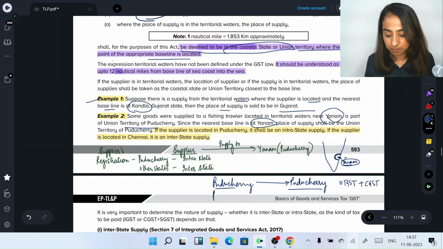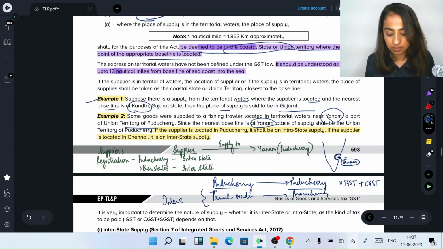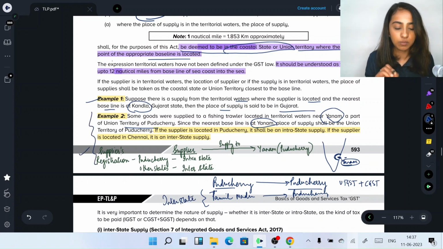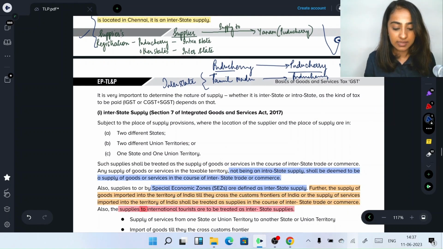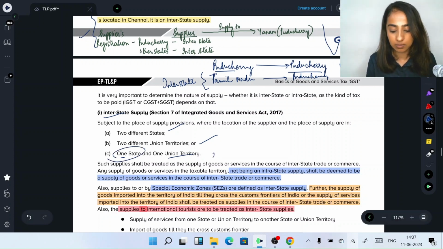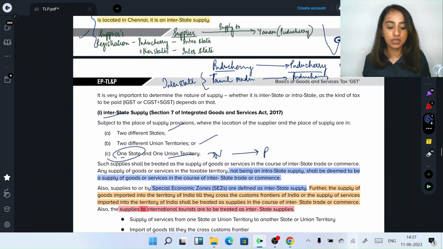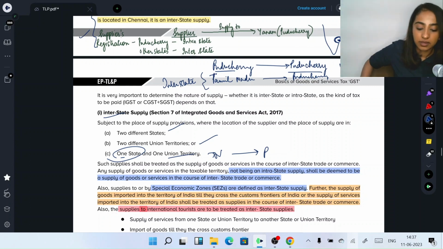Let's say the supplier was from Tamil Nadu and the place of supply is Puducherry, then it will be interstate supply. We are clear on this, right? So this is the point that they are trying to make here. Now again the same, what is interstate supply? Between two states, between two union territories, and between one state and one union territory. Again, let's say between Tamil Nadu and Puducherry, it will be interstate supply. So whatever is not within your state is an interstate supply, right?